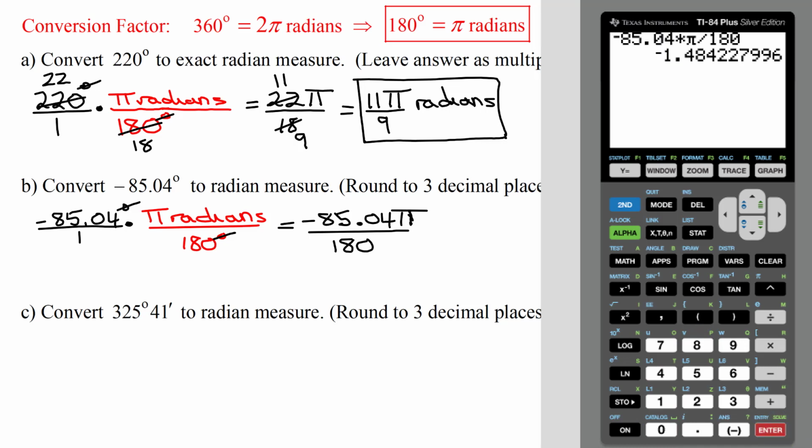So my answer is negative 1.4842, etc. I need to round to 3 decimal places. That's this position here. The 2 is not going to affect the 4. So my answer is negative 1.484 radians.